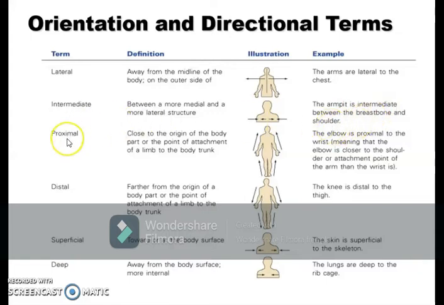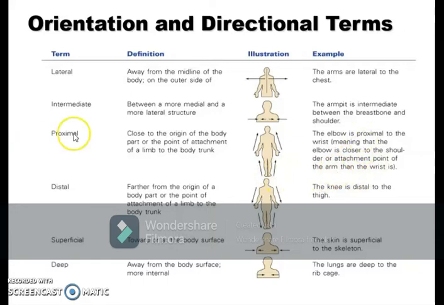Proximal means close to the origin of the body part or the point of attachment of a limb to the body trunk. Example, the elbow is proximal to the wrist, meaning that the elbow is closer to the shoulder or attachment point of the arm than the wrist.